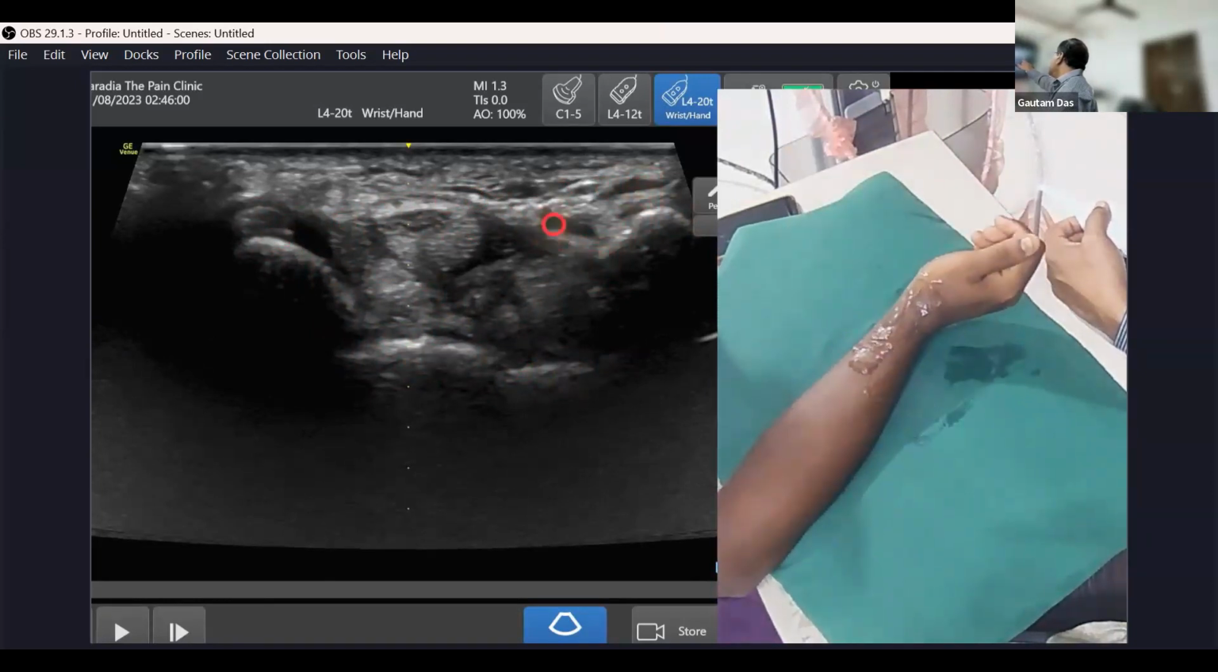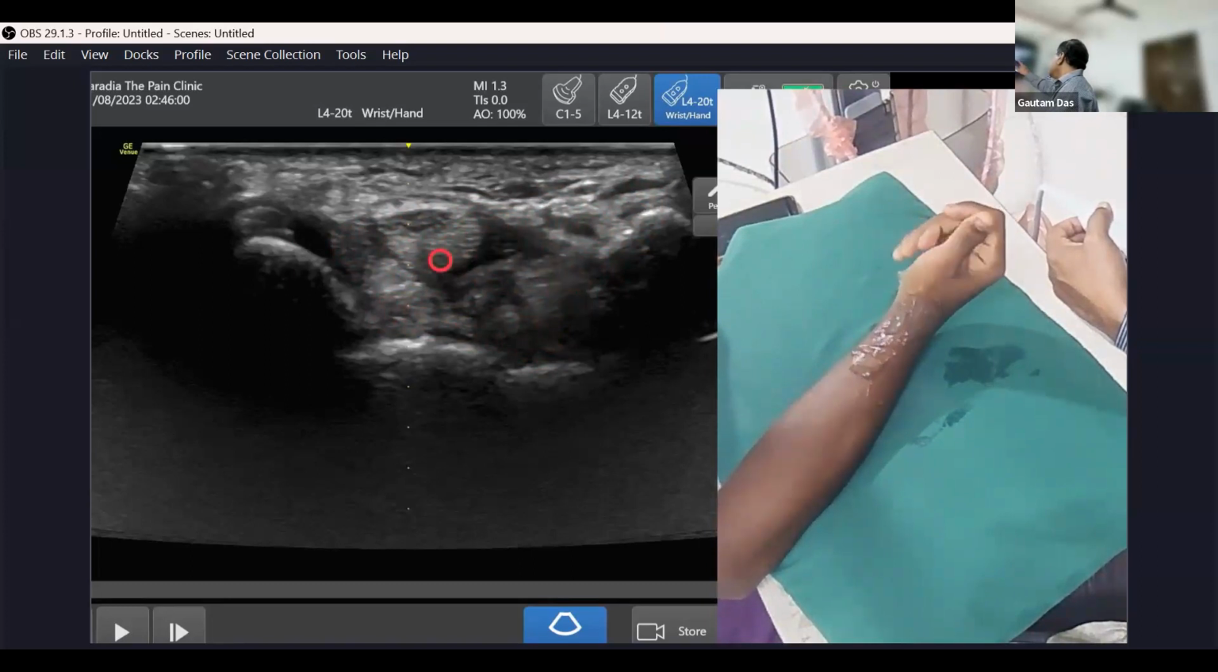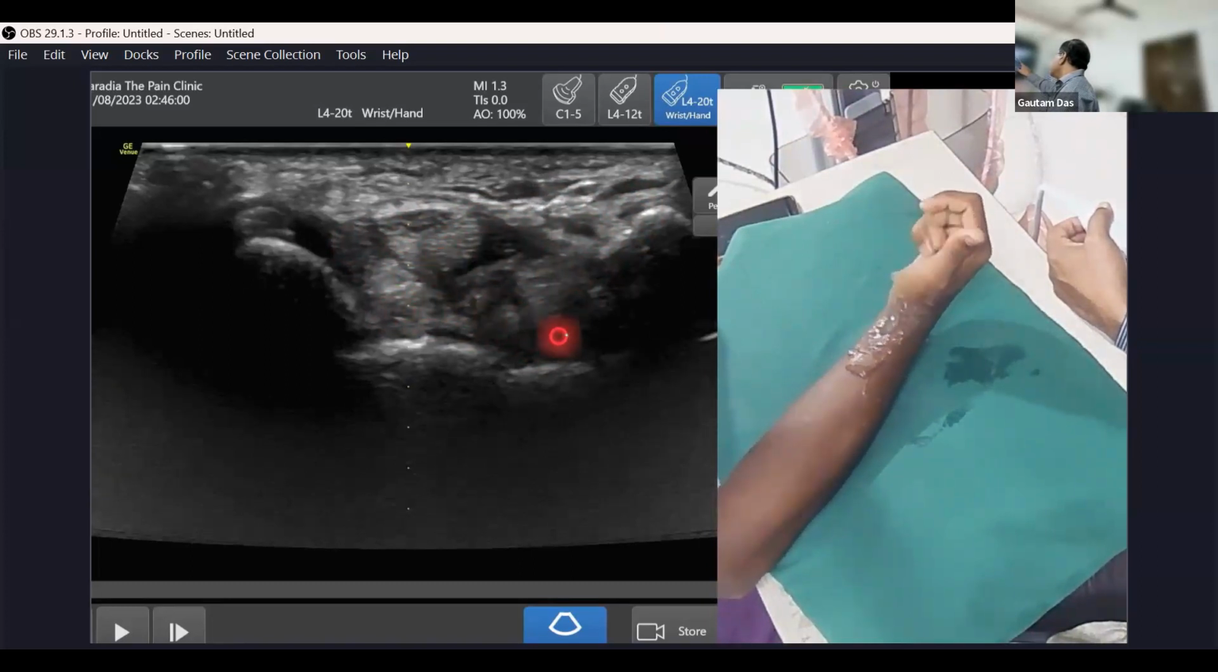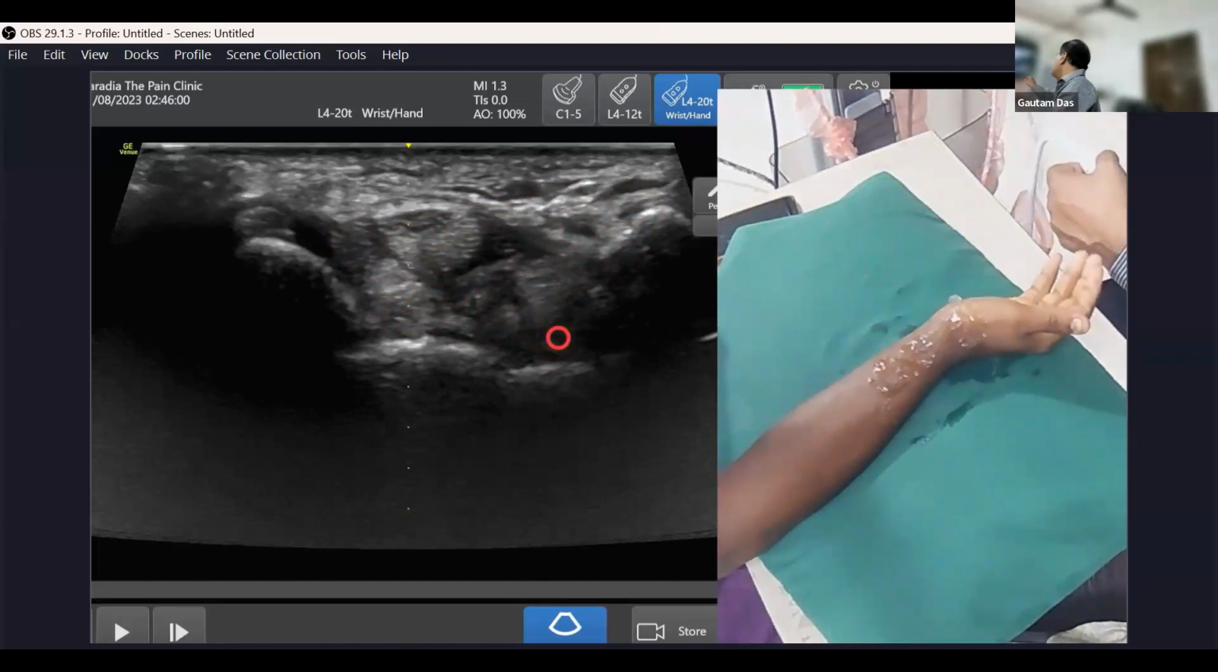This is the Guyon's canal. Again, remember Guyon's canal is outside the carpal tunnel, and there is your ulnar nerve. This is the median nerve. This is one of the tendons which is within that. That is your flexor pollicis longus. That is the content. And then you can see the four tendons of the flexor digitorum superficialis and the flexor digitorum profundus. So these are the flexor digitorum superficialis and these are the flexor digitorum profundus. So these are the contents of the carpal tunnel.